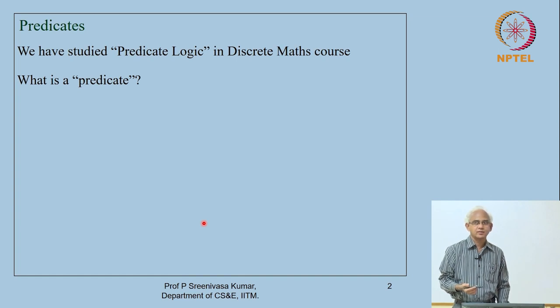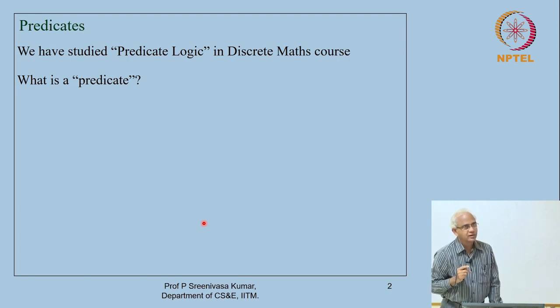What is a predicate? Okay, what is the distinguishing feature that exists in a predicate and that does not exist in a proposition? Quantifier, okay. Quantifiers exist in predicate logic, whereas they do not exist in propositional logic, that is correct. But what do quantifiers do?